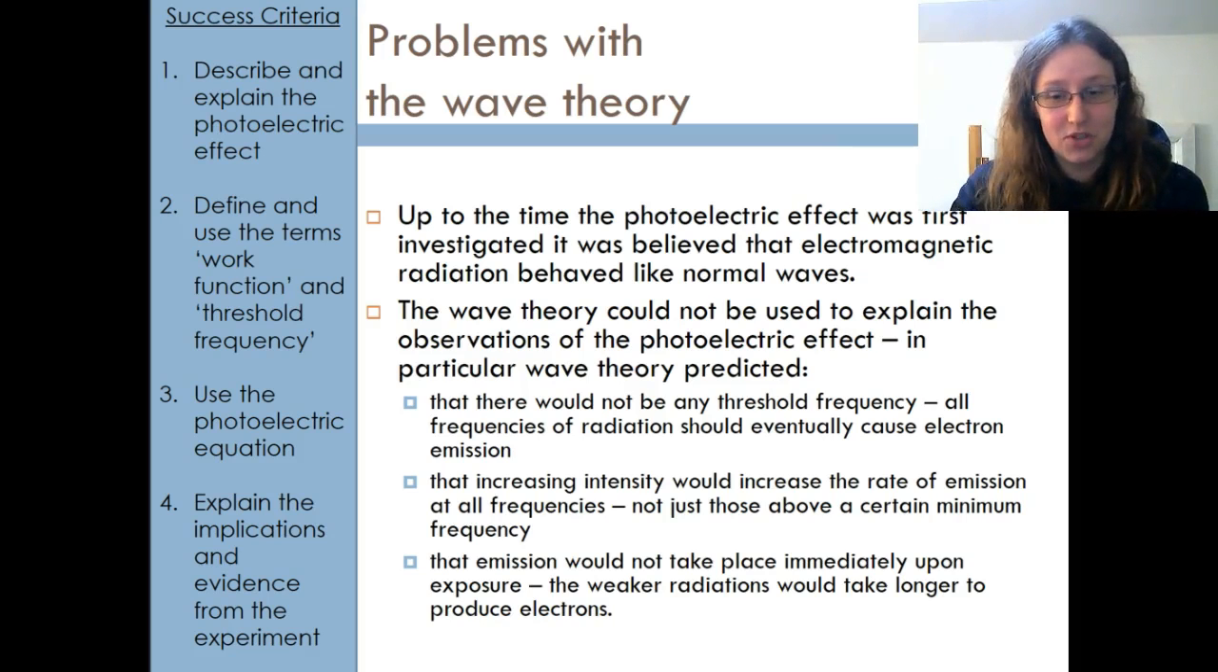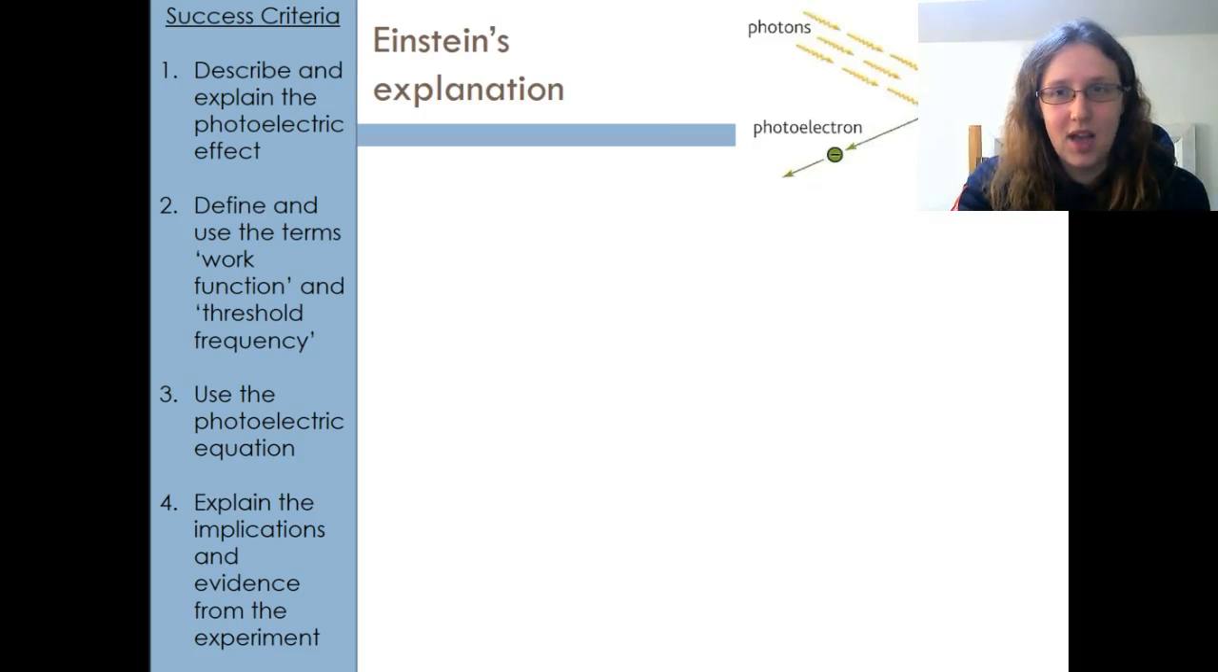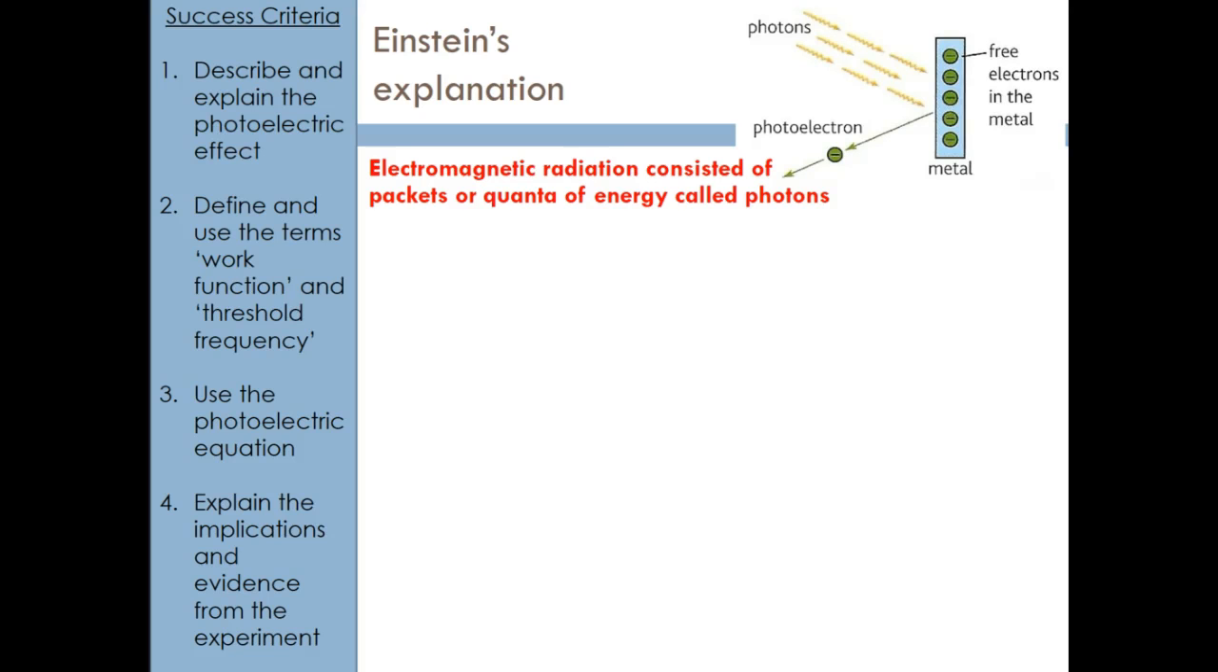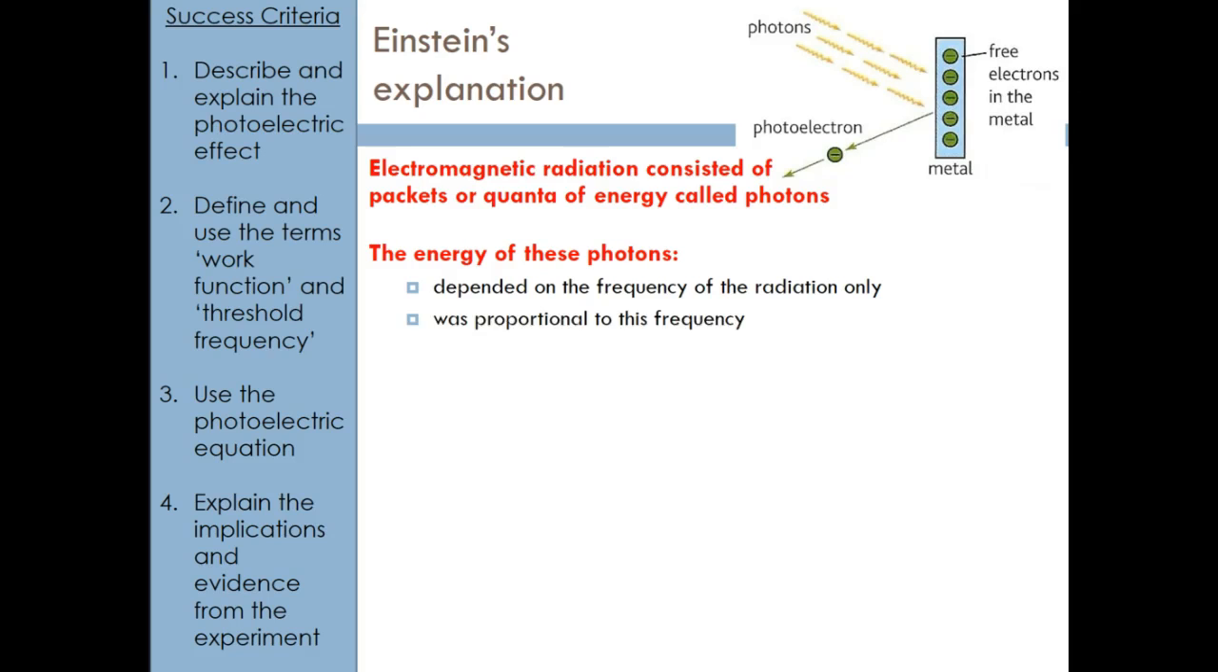What was needed was a new explanation. So Einstein came up with an explanation, and he said that the light that was coming in consisted of these packets of energy, photons. The energy of the photons depended on the frequency of the radiation only, and was proportional to the frequency. So E equals hf, which we now know about and we're happy with.